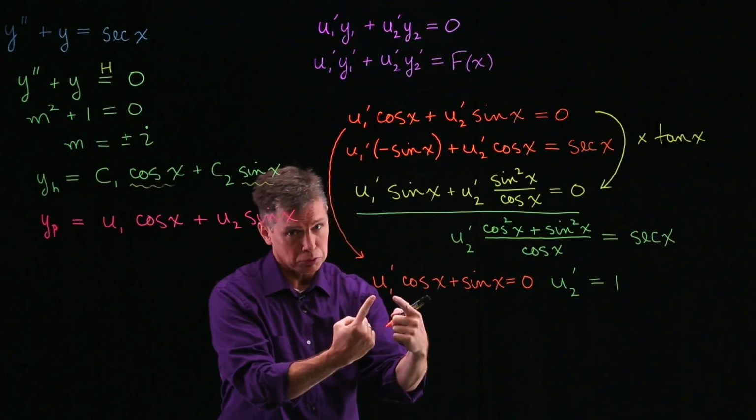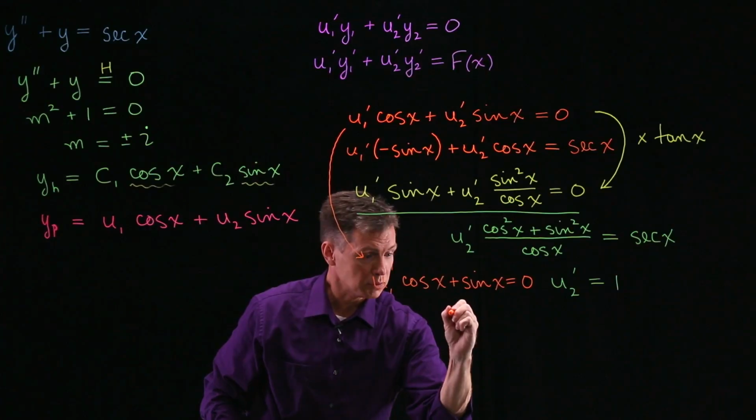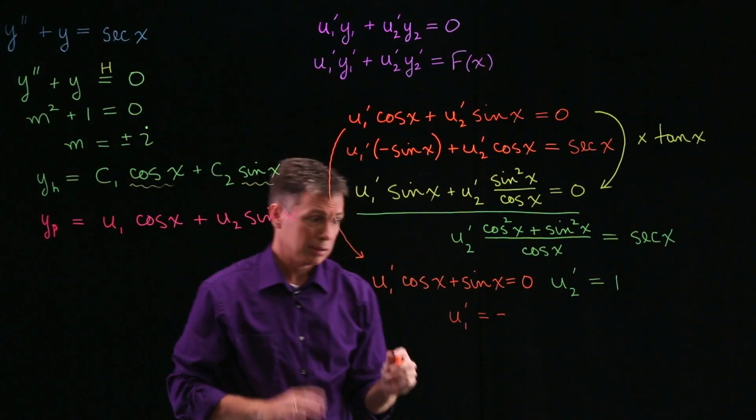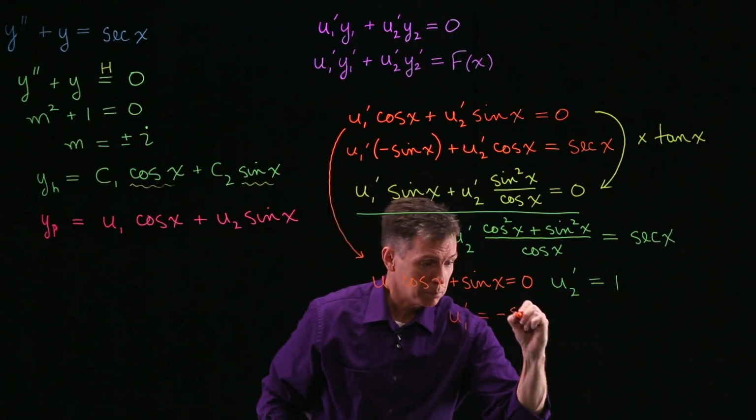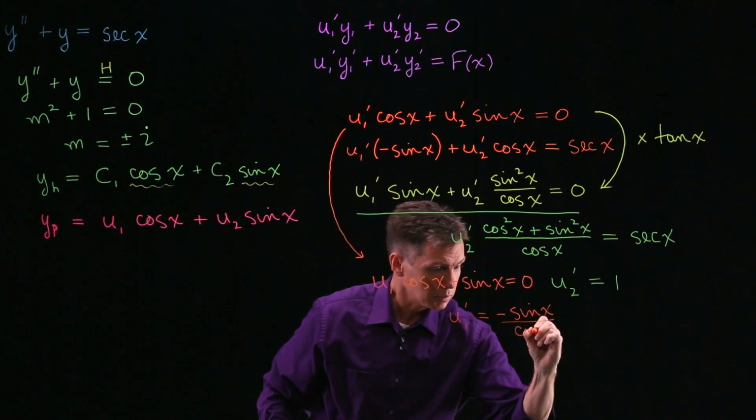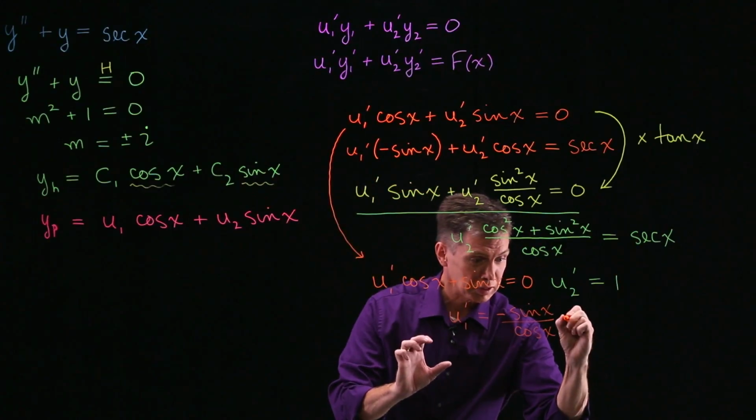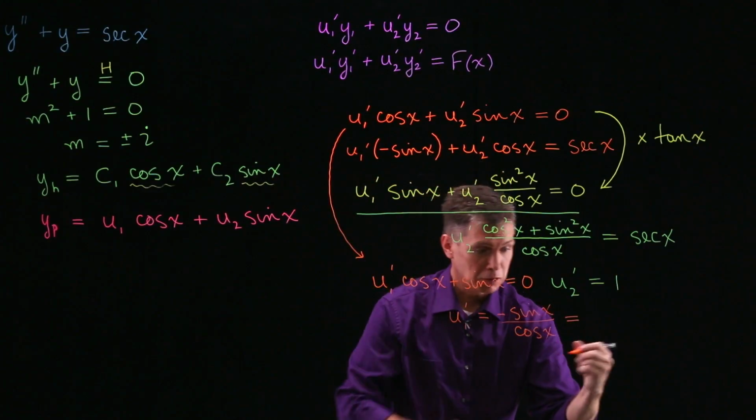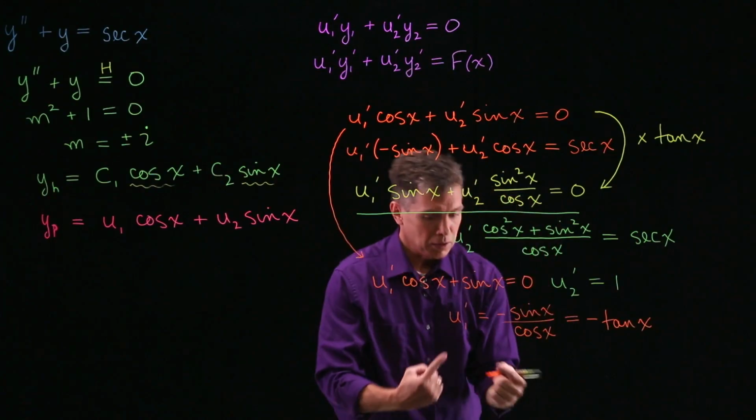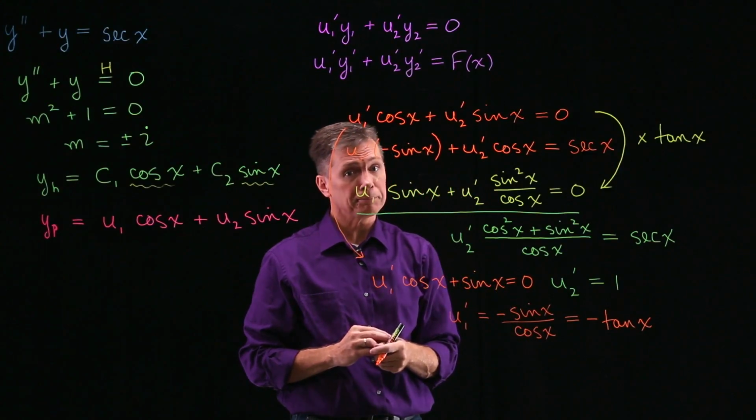Remember, we're trying to solve for u sub 1 prime, so subtract the sine of x over, and divide by the cosine of x. Can I get away without writing it? Well, I'll write it. Minus sine of x, you divide by cosine of x. I was going to simplify it on the fly, but let's just simplify now and realize sine over cosine is tangent, so don't forget the minus there. U sub 1 prime equals minus tangent of x, okay?